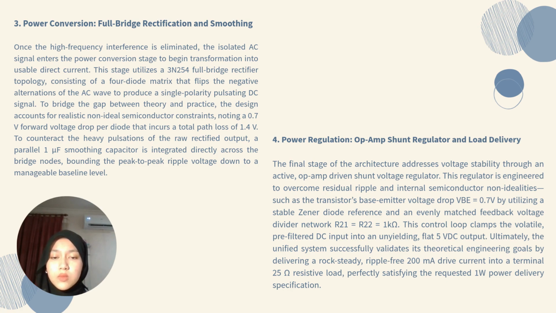Second, for power regulation, we address voltage stability using an active op-amp driven shunt voltage regulator. This regulator uses a stable Zener diode reference and an evenly matched feedback voltage divider network, R21 and R22 at 1K. This control loop clamps the unstable DC input into an unyielding flat 5 VDC output. Ultimately, the unified system successfully delivers a rock-steady, ripple-free 200 mA drive current into a 25 ohm resistor load, perfectly satisfying the required 1W power delivery specification.